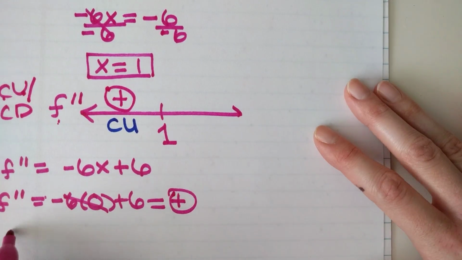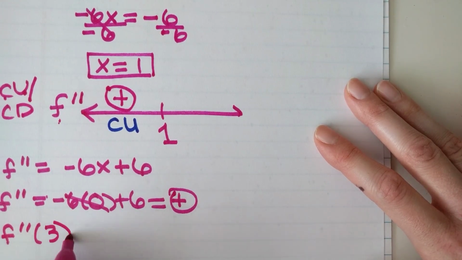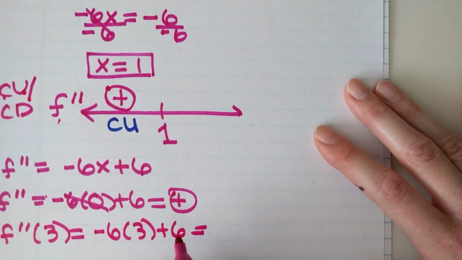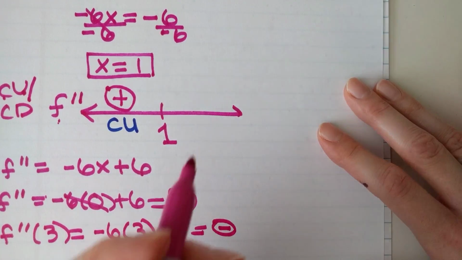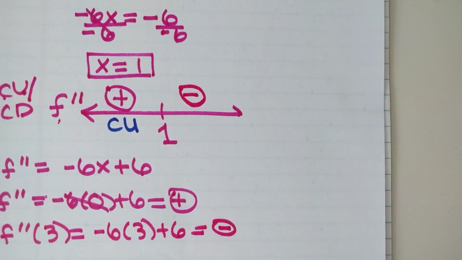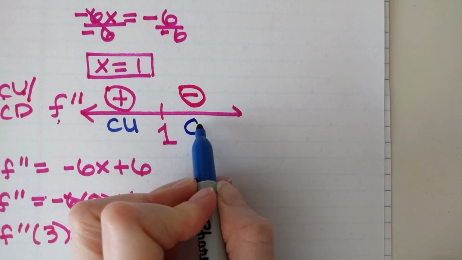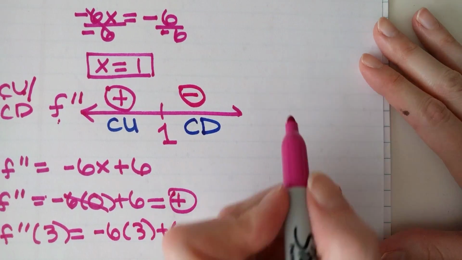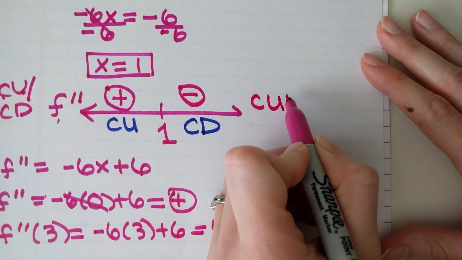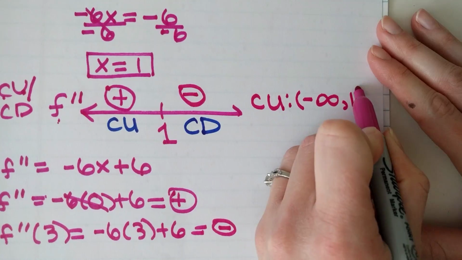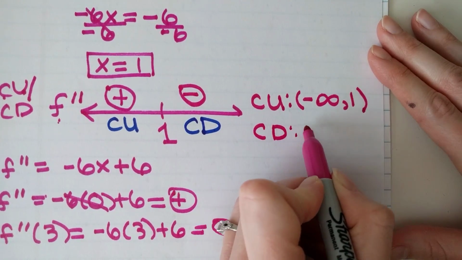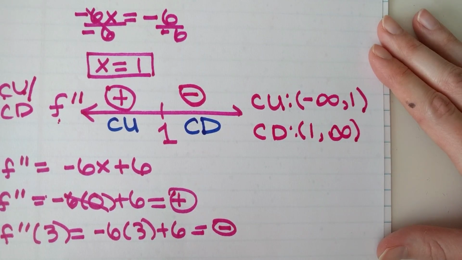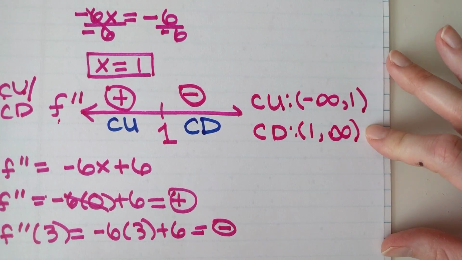All right, now if I plug in a number to the right of 1, let's say I plug in 3, I get negative 6 times 3 plus 6, so that's going to give us a negative. Now that negative, because we're plugging into the second derivative, is going to tell us that we are concave down. So our conclusion from this chart is going to be that we are concave up from negative infinity to 1. We're concave down from 1 to infinity. And keep in mind, anytime you're talking about concave up, concave down, or increasing, decreasing, you always put parentheses.